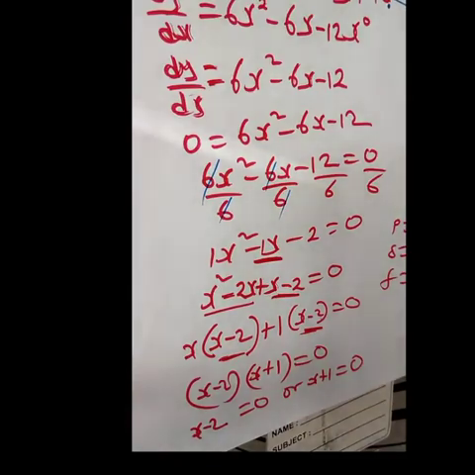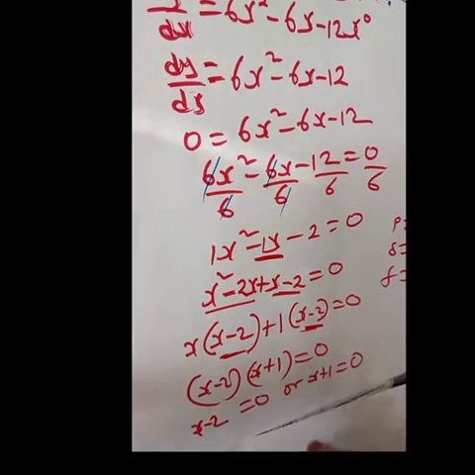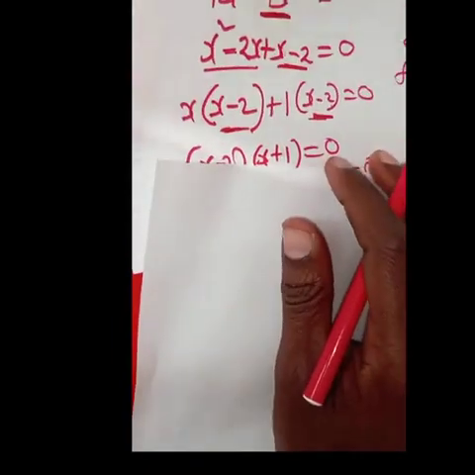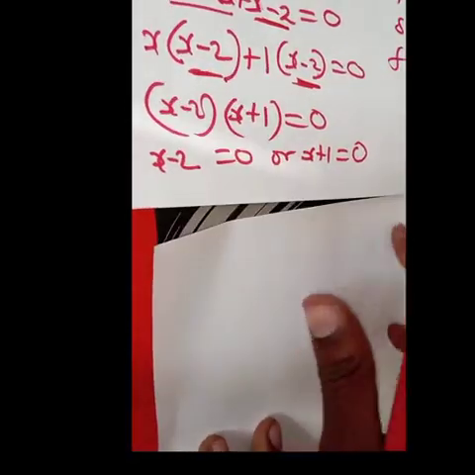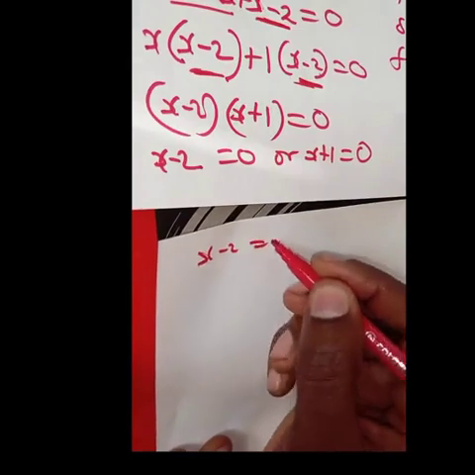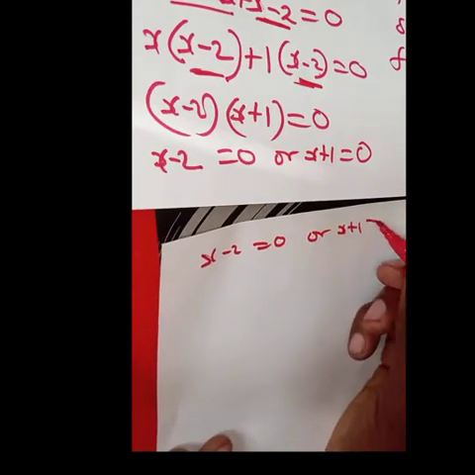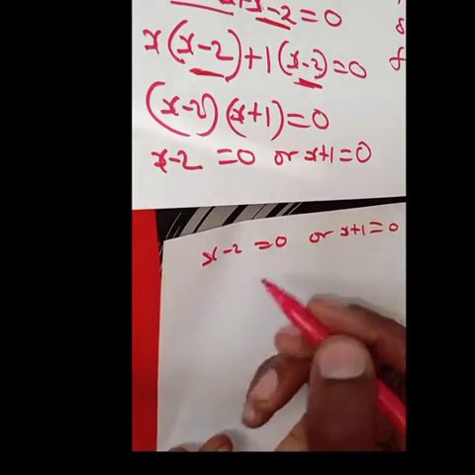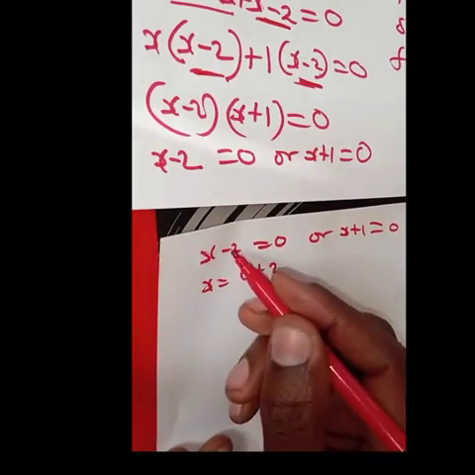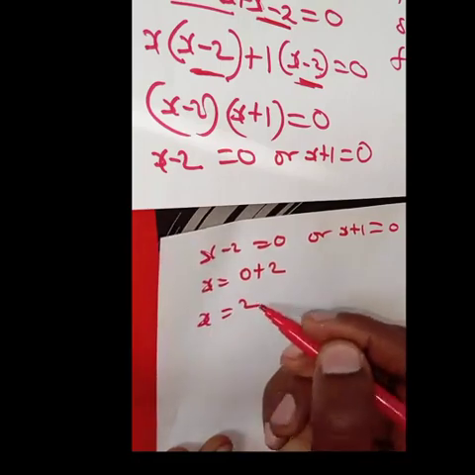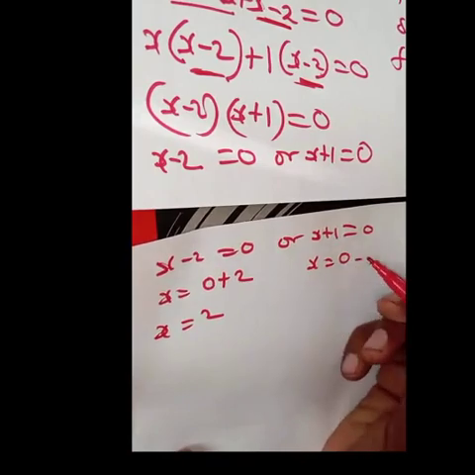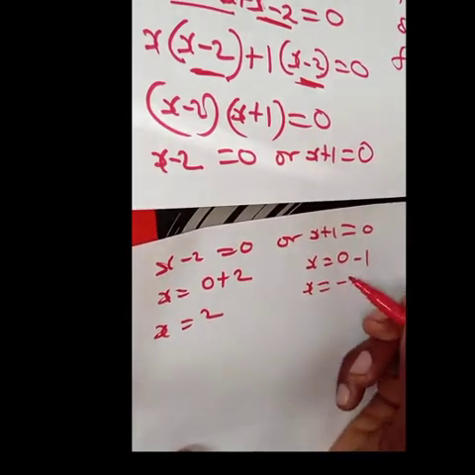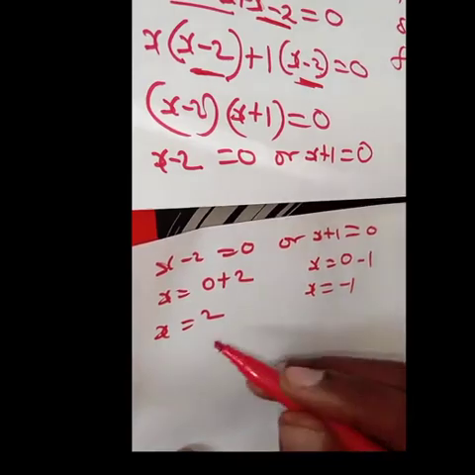So we are still moving. Let us rewrite this. We write x minus 2 is equal to 0, or x plus 1 is equal to 0. So negative 2 crosses, it will be 0 plus 2, it will change the sign. Then here 2 remains. And here 1 will cross, it will be 0 minus 1. 0 minus 1 is negative 1. Now these are just the x values.